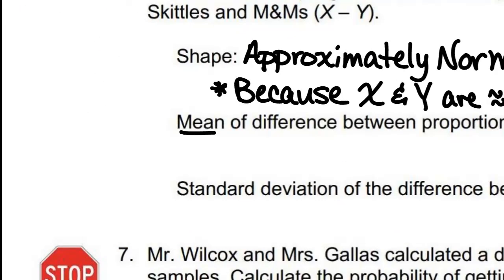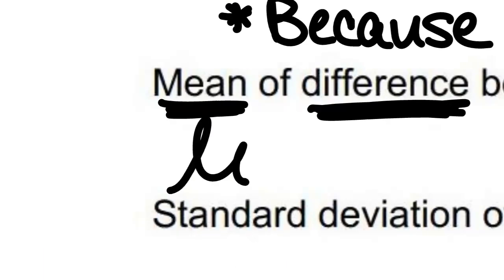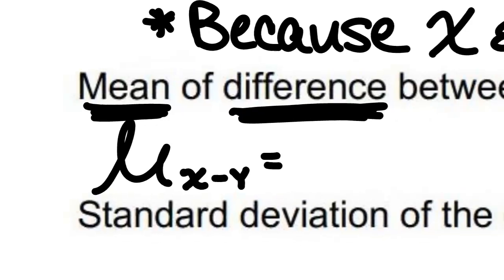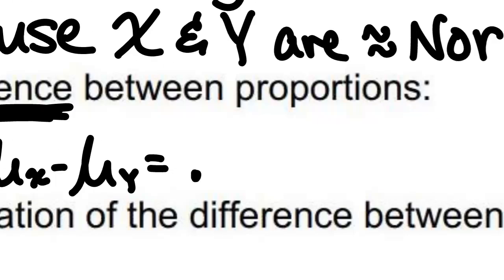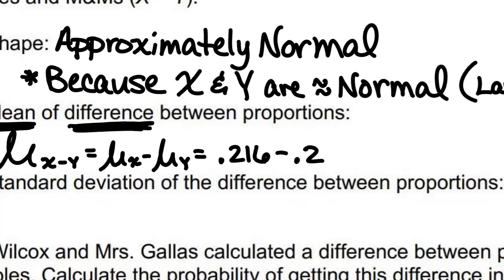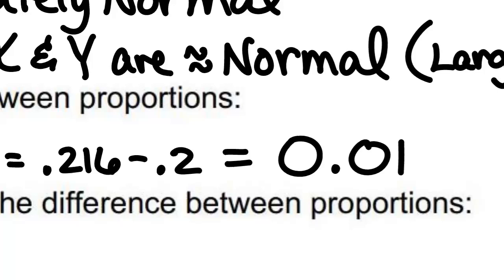How would we calculate the mean of the difference between the proportions? Any thoughts? The mean of x is 0.216, the mean of y is 0.2. How would I find the mean of the difference? Close. That'd be my standard deviation. What about for my mean? Just subtract them. So the mean for x minus y is going to be equal to the mean of x minus the mean of y. So 0.216 minus 0.2, which would be what, 0.016?